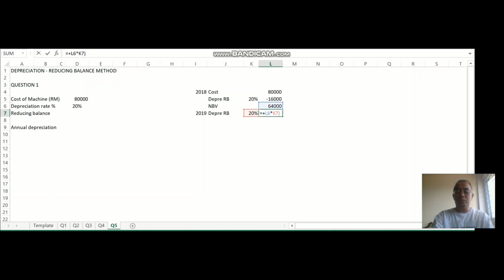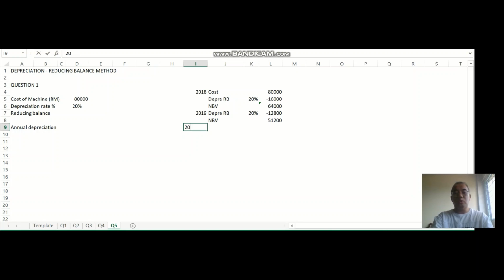Don't mind about the formula because you are using a calculator during your exams, unless it is a computer-based exam, where you need to know the formula in Excel. See, the 20% depreciation is not based on the cost. It is now based on the net book value, the reduced value resulting from the previous calculation. So now you have the depreciation of 12,800 and the net book value for 2019 is 51,200.